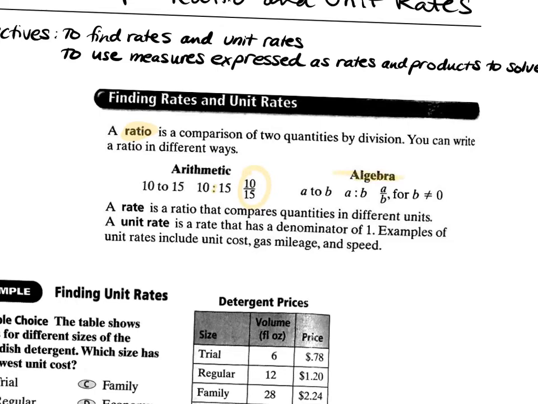Algebraic, with algebra, it would be the same thing, just instead of numbers, it's letters. A to B, A with the two dots B, or the fraction. In this case, B would not be 0 because you can't divide by 0. A rate is a ratio that compares quantities in different units. So that's basically just a fraction, depending on different units. And a unit rate is a rate that has a denominator of 1. So examples of unit rates include unit cost, gas mileage, and speed.